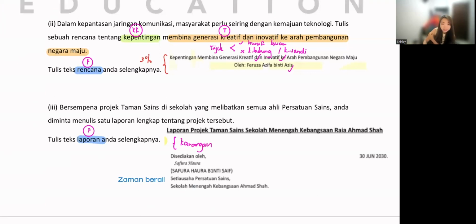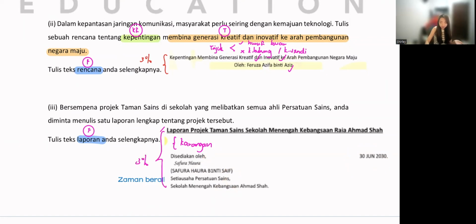Okay, you write your karangan here. Then after that, before you end, after you write your pendahuluan, isi, penutup, you will need to write like prepared by who, your signature, your full name, and then your position, the title. Then which school, date, full stop. This is the format. In this case, everything here would be 3 marks.